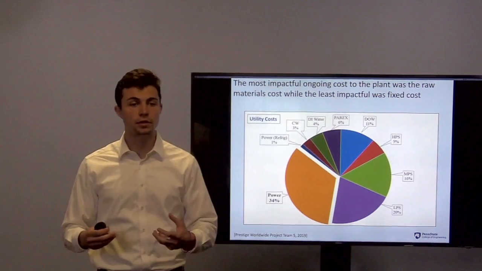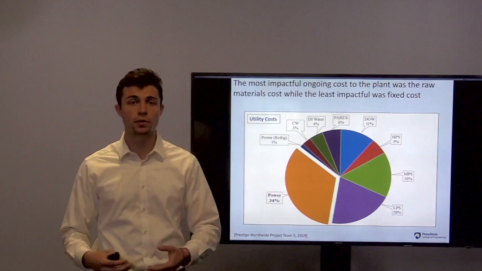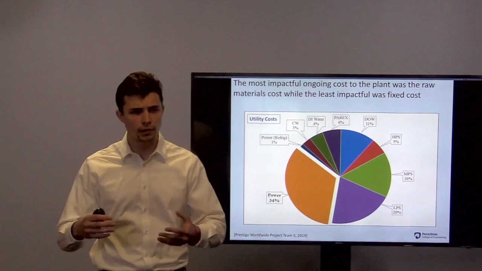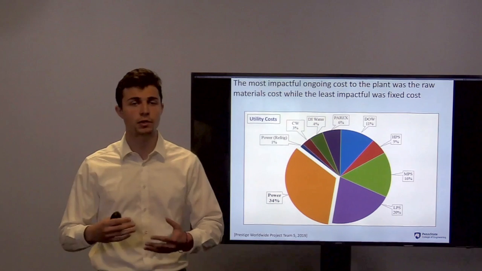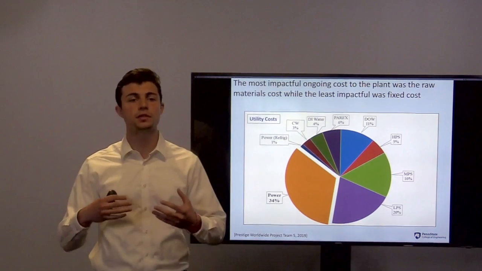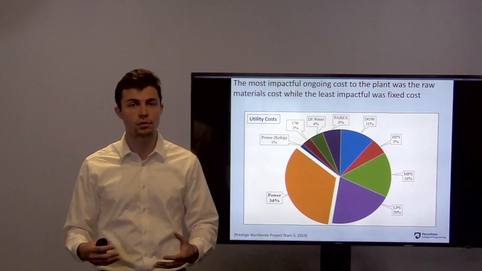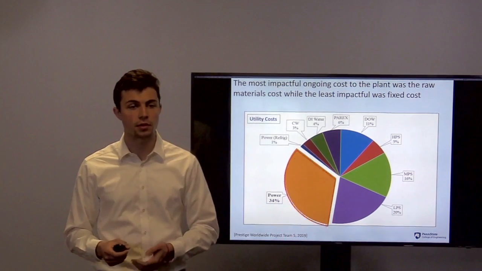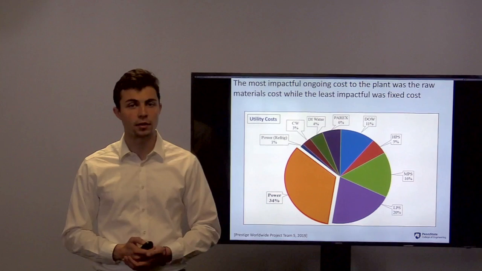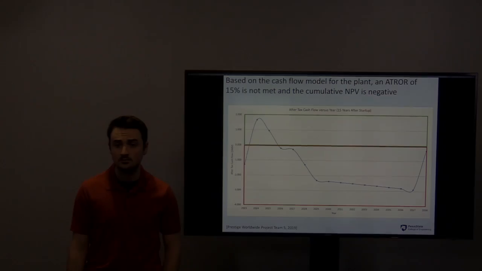So of our utility costs, the most expensive one was our power cost. And this is because we have a few compressors that are big energy users, but also because the plant employs so many pumps, right? Virtually every stream has a pump in order to send the stream where it needs to go. So that's why our power cost is so high. That power cost is highlighted right there. And now I'll turn it over to Mike.